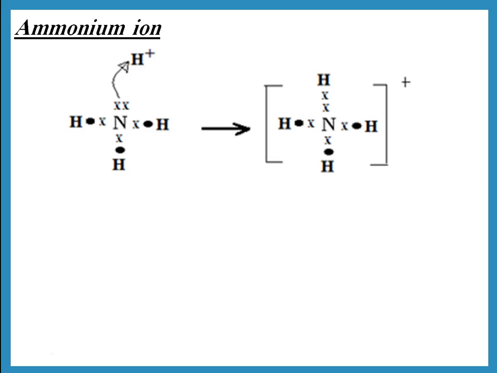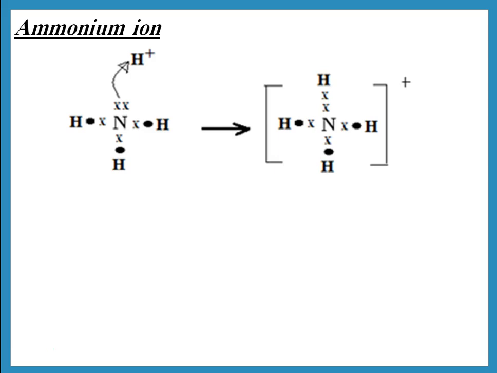But when I say I'm trying to make ammonium, ammonium is a bond between ammonia and an H plus ion. So the H plus ion is coming in without any electrons, and the bond I'm going to make between the nitrogen and that hydrogen is using the 2 electrons that were lone pairs on the nitrogen.